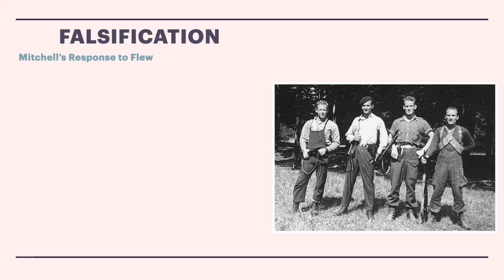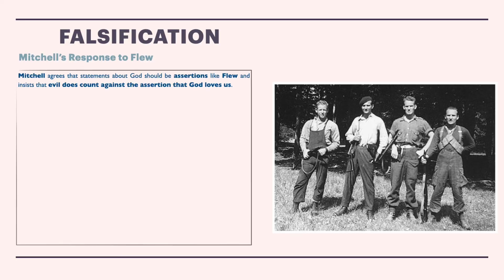Especially if you want to avoid the charge by people like Freud and Dawkins, who say that religion is a neurosis, a mental illness. Anyway, back to Mitchell. Mitchell agrees that statements about God should be assertions. They are factual claims, just like Flew believes religious people are making. And he insists that evil does count against the belief, the assertion, that God loves us. This is quite refreshing. Mitchell isn't avoiding the test. Mitchell isn't running away, it seems.